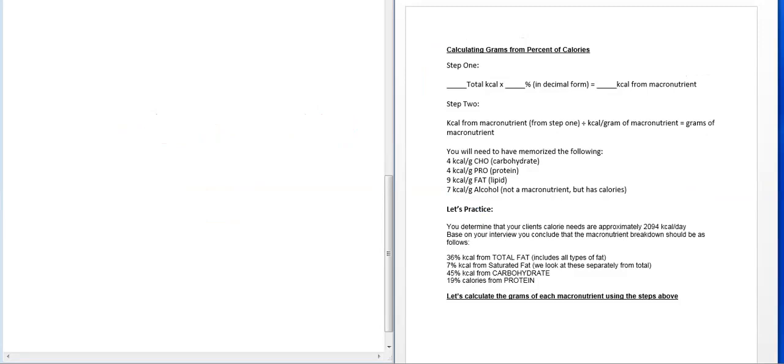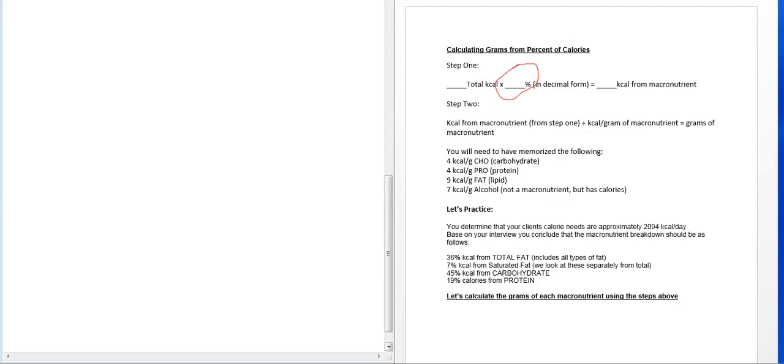The last section in this lesson is calculating grams from the percent of calories from a macronutrient. Why do we do this? It's because that's the way we describe nutrition recommendations to people. So the first step is going to be to determine the total calorie needs, which we already did. And then we have to decide what percentage of each macronutrient the person would need. You're going to learn that during this class. We're just going to give them to you today so that you can learn how to do the math.